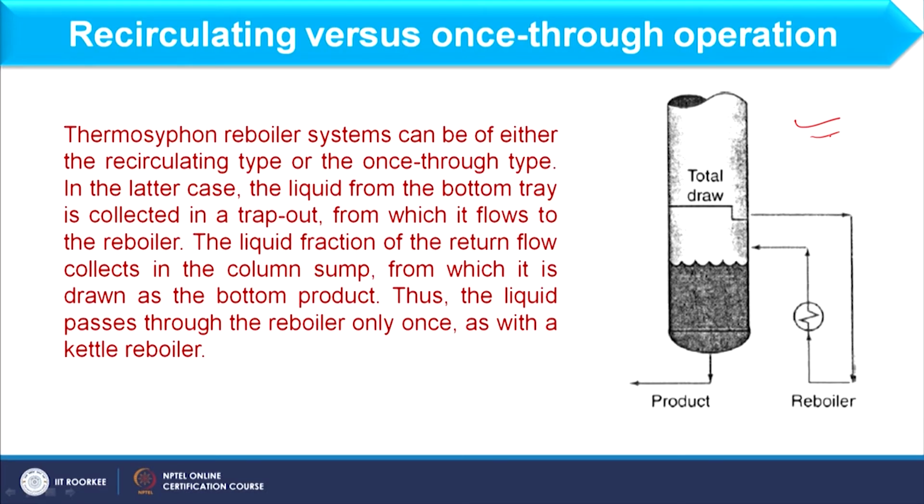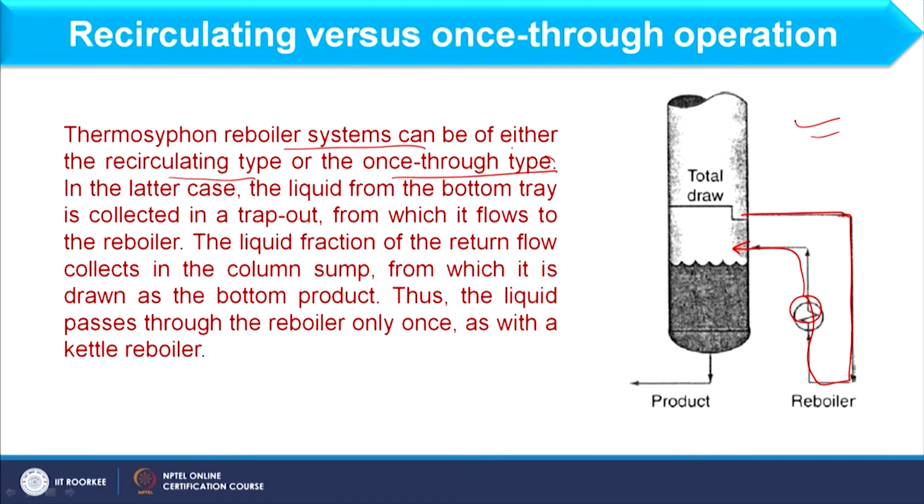Now we have some points about recirculating versus once through operation, okay. Once through operation, you understand, is where liquid is converted into vapor, and whatever liquid remains exits as a product, right. So if you see this schematic, here we take the liquid from this side, okay, and it is completely converted into vapor, and then vapor enters from here, okay. So the thermosiphon reboiler system can be either the recirculating type or once through type.